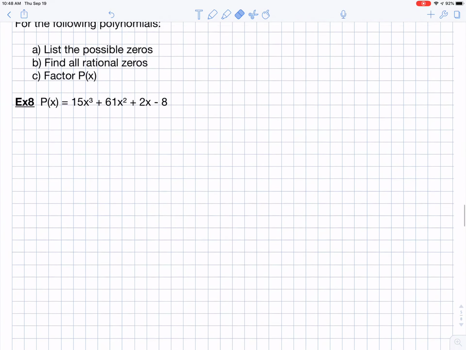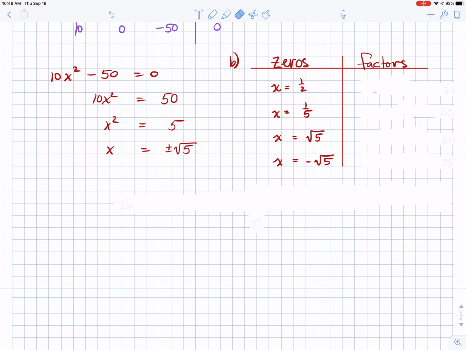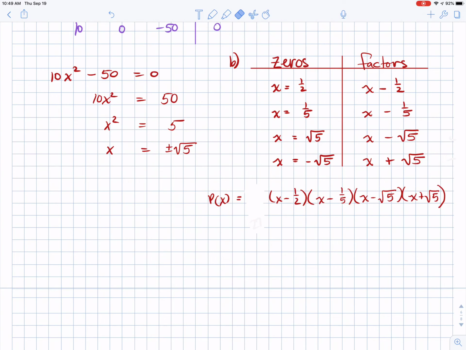Going back up to the directions, we were supposed to find the possibles. I did that. We were also supposed to find the actual zeros, the 4 that I just found. And then the last thing is that we want to factor. So let's take all 4 of our zeros and let's turn them into factors. Once we turn them into factors, then I can write them as a product of factors.